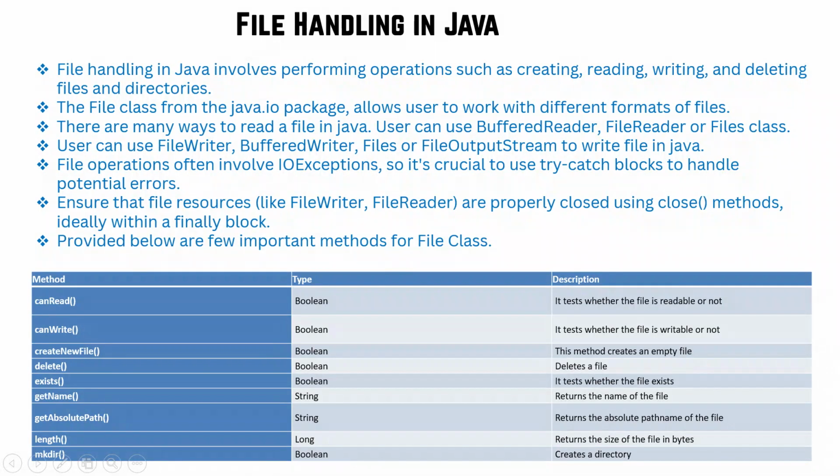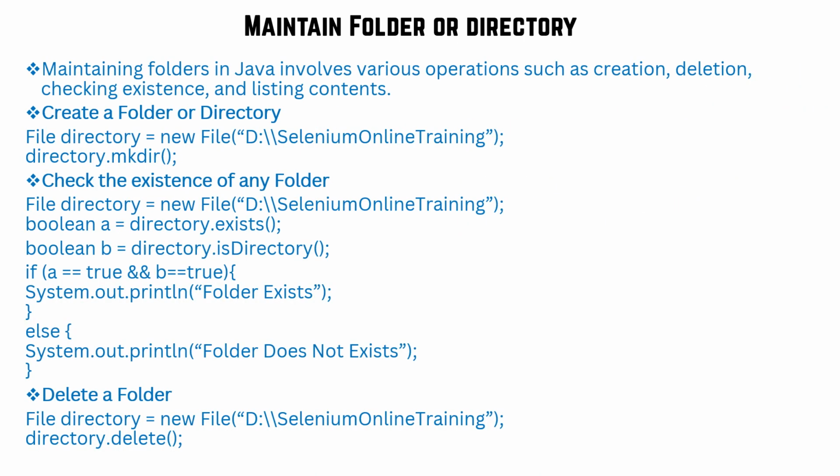So these are the important major methods available in the File class. Now we'll see how we can deal with the folder structure or directory first. After that, we'll slowly go to file handling. For the folder, we can create a folder, we can check the existence of the folder, and we can delete the folder as well. Now let's try to create a folder.